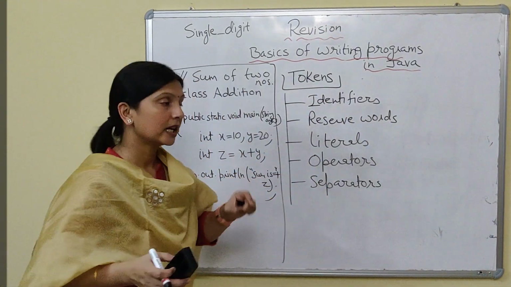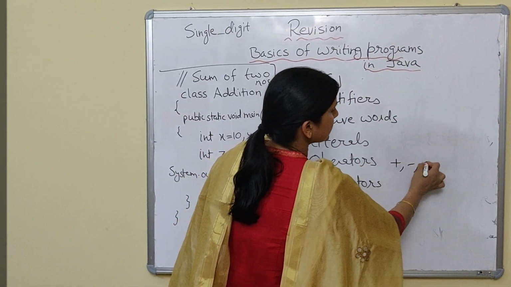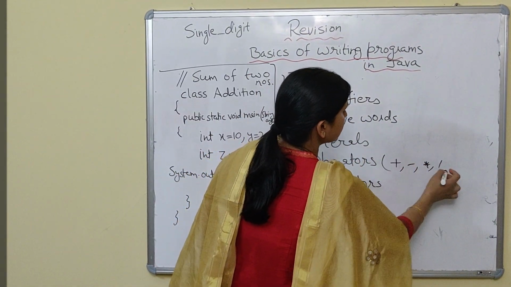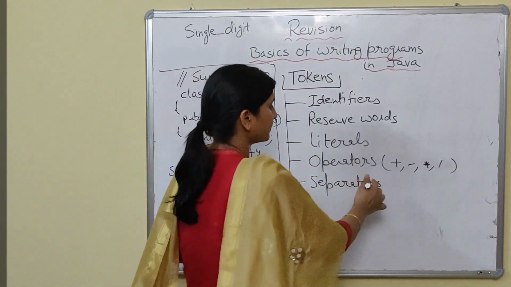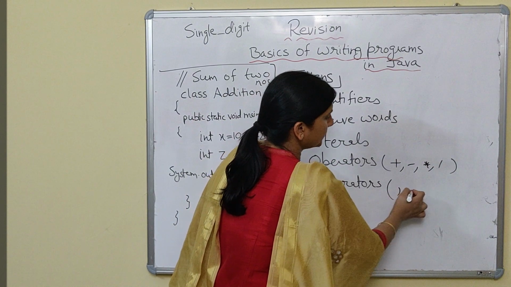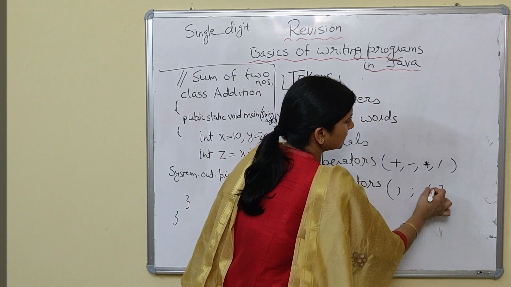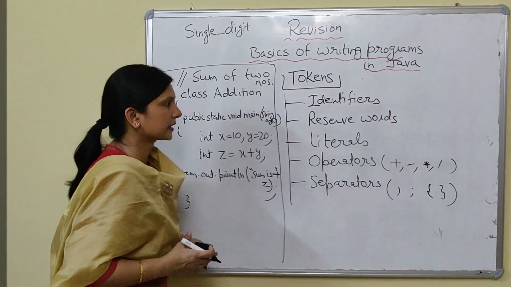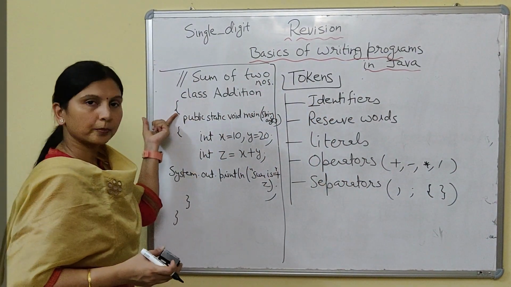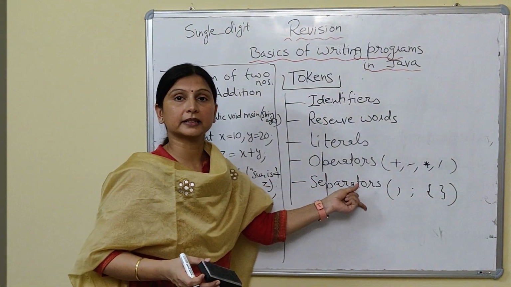separator. Fine. Under operator, what comes? Plus, minus, multiplication, division. Fine. These are the operators. Now separator. Separator: comma, semicolon, and these curly braces. Fine. So these are the separators. Now this is opening curly braces. So this is also a token, a separator.